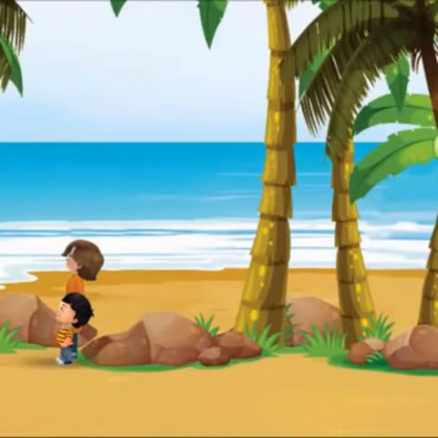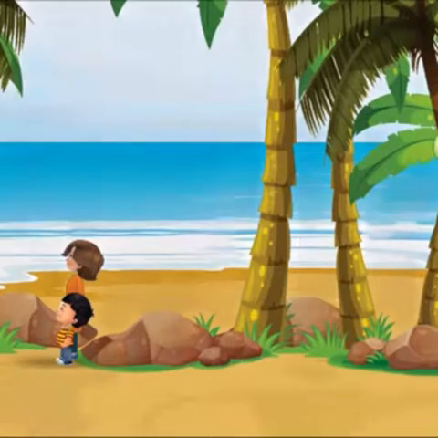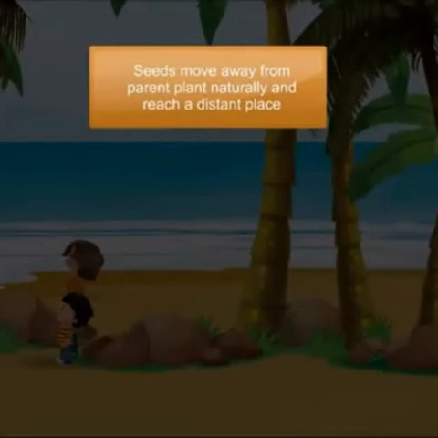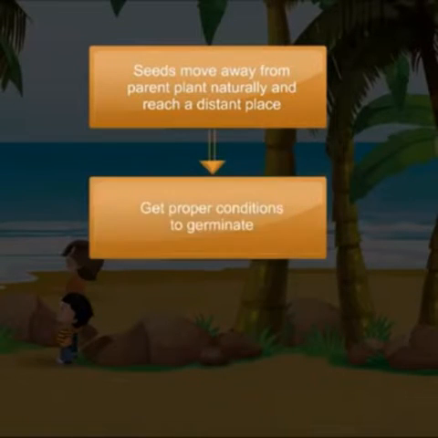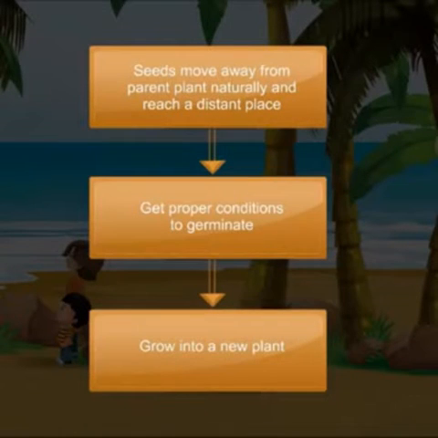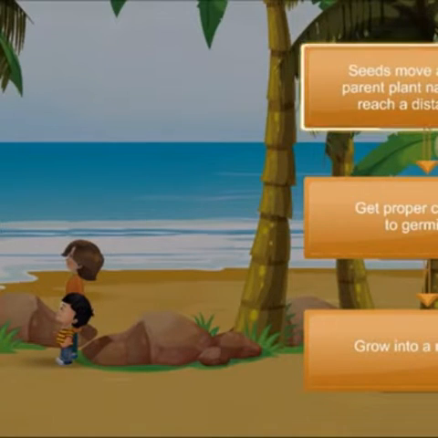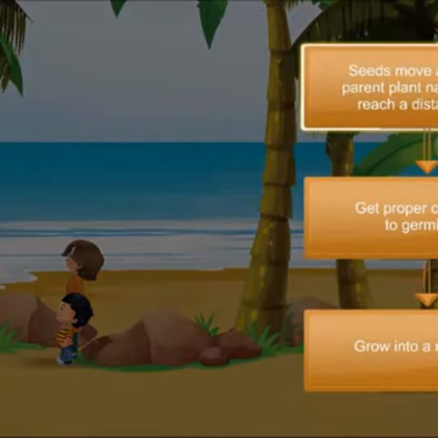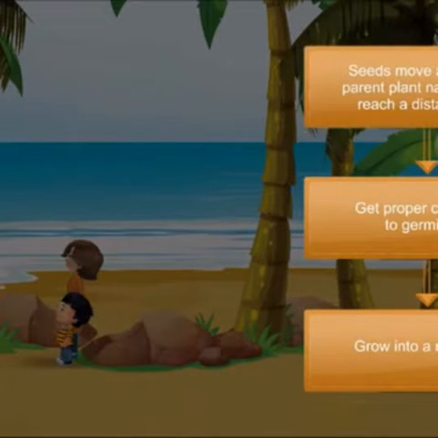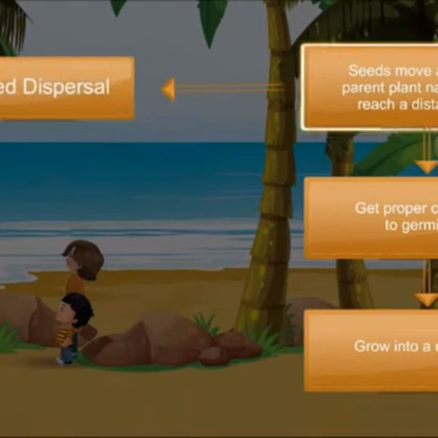Well, you will be amazed to know that not always are the seeds sown by people. Many a time, seeds move away from the parent plant naturally, reach a distant place, get the proper conditions to germinate, and then grow into a new plant. So this is how so many coconut plants have grown on the island where Sid is visiting. So kids, you have seen how seeds move away from a parent plant naturally to a distant place. This process is known as seed dispersal.